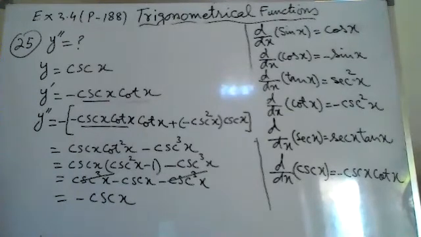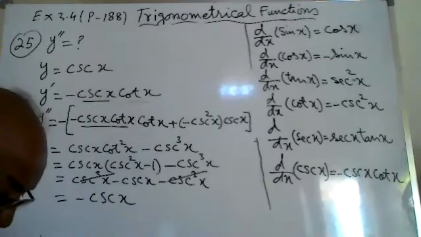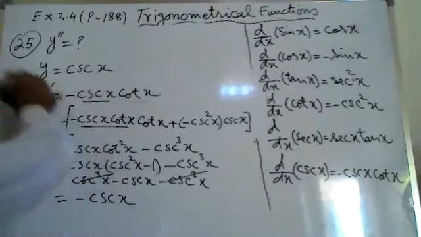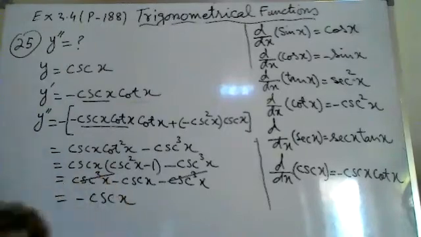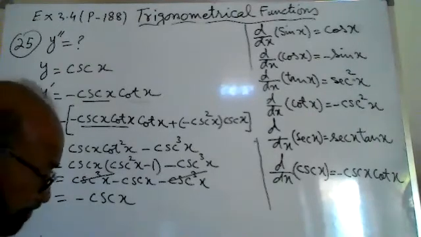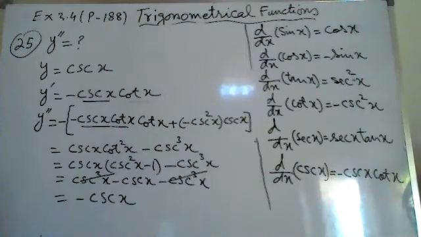Okay, Muzammil Maqsood 64049. Question number 26. Understood this one? Have you all understood this one? Okay.